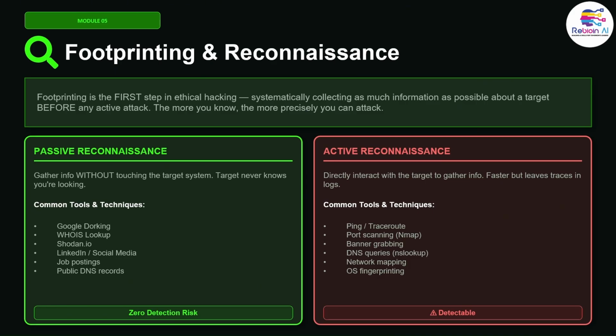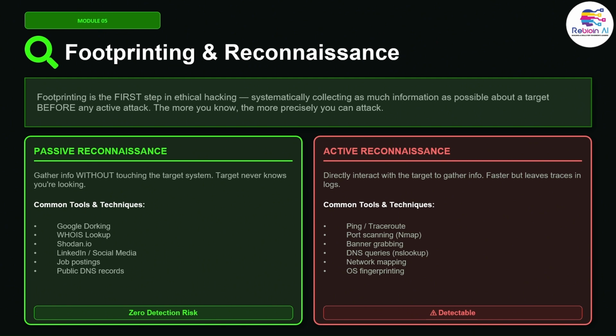For example, you Google the company, you look at their LinkedIn page to see what technologies their engineers list on their profiles. You check job postings because if a company is hiring for AWS engineers with Kubernetes experience, you know their tech stack. You check Shodan.io, which shows you what servers the company has exposed to the internet. All of this is passive, completely legal, zero risk of detection.